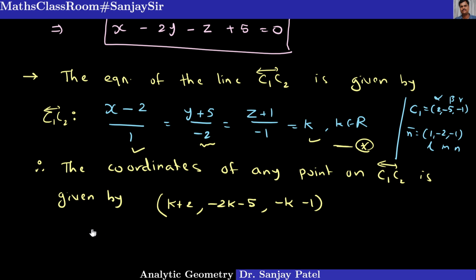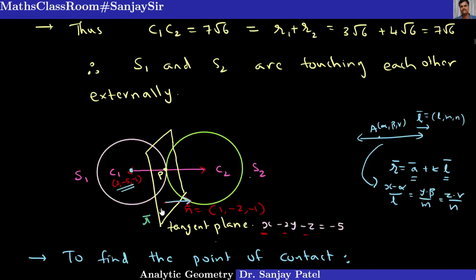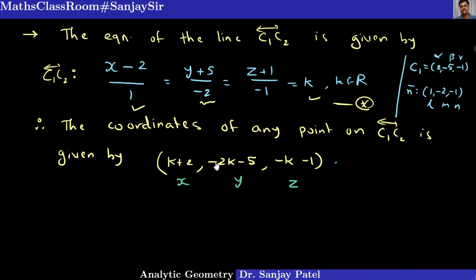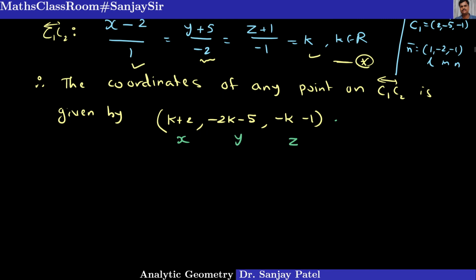So that gives me the values of x, y, z. This is x, this is y, this is z. These are the x, y, z coordinates of an arbitrary point on the line L. Let me explain what this is. Any point here or here or here, this arbitrary point, is given by those expressions. So the coordinates I can write down immediately as x equal to k plus 2, y equal to minus 2k minus 5, and z equal to minus k minus 1.